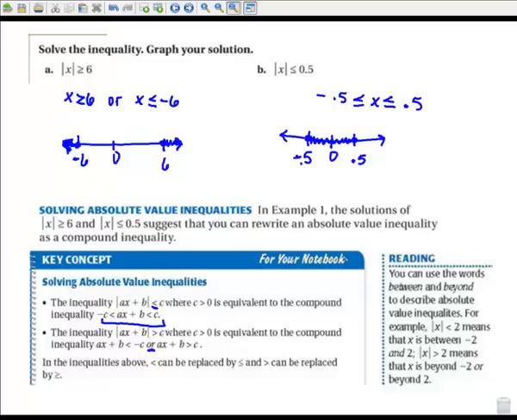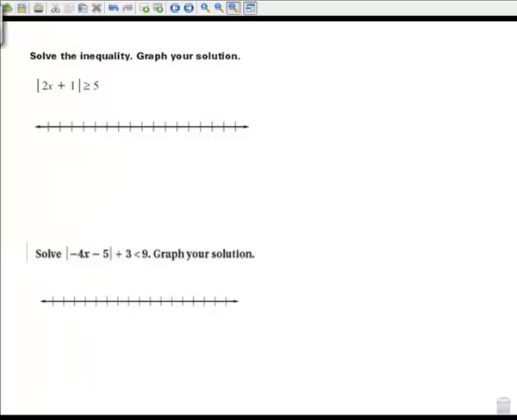So let's go ahead and solve some of these more challenging problems. We have the absolute value of 2x plus 1 is greater than or equal to 5. Well, this is greater than or equal to, so I know it's going to be an or. The first thing I do is take off the brackets and solve it as is. I would subtract 1, so 2x is greater than or equal to 4, and x then is greater than or equal to 2.